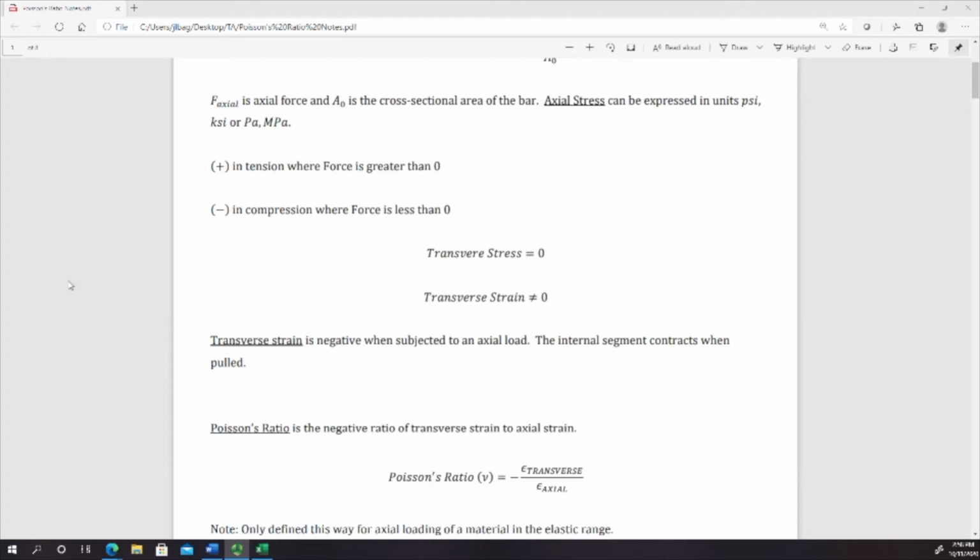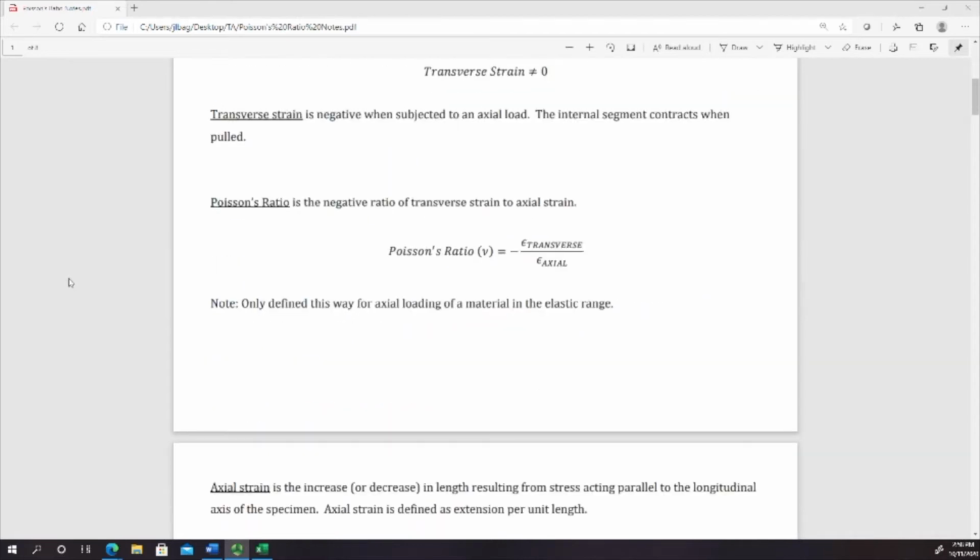For transverse strain, it's negative when subjected to an axial load, and the internal segment contracts when it's pulled. So if the bottom segment is acting as a clamp and all our force is coming from the vertical direction, then we're going to be getting a vertical force applied to our sample. So that narrow region will then contract a little bit as it's being pulled.